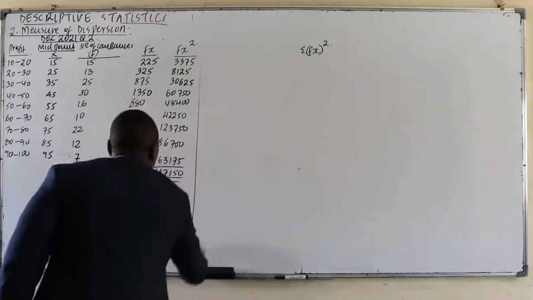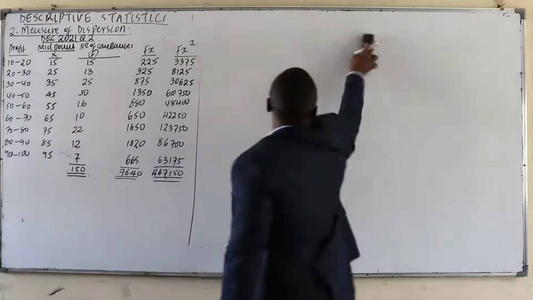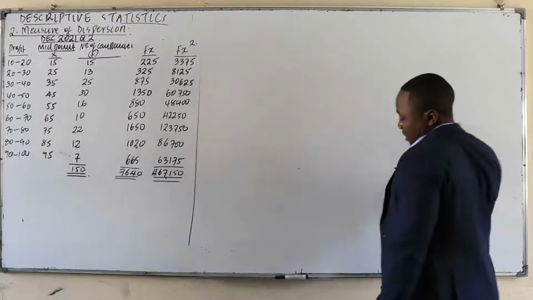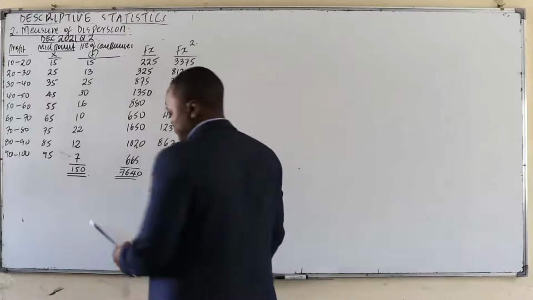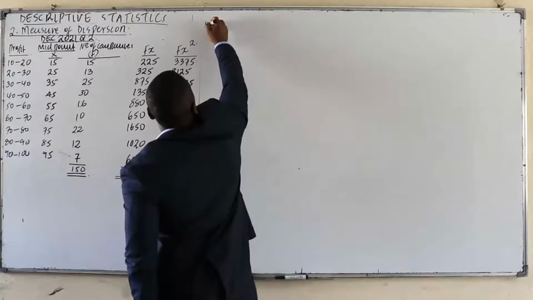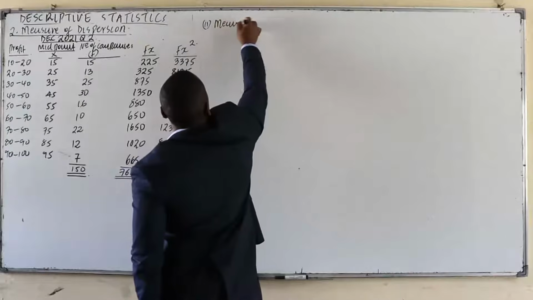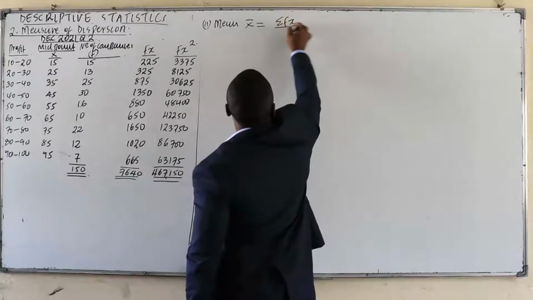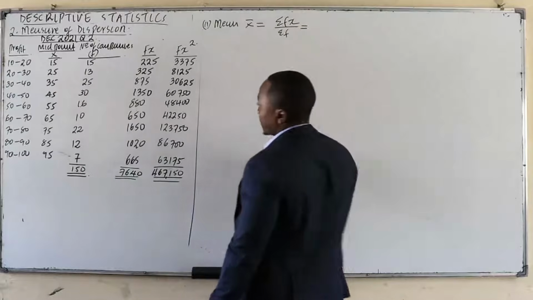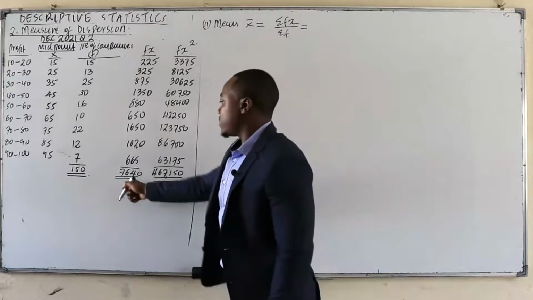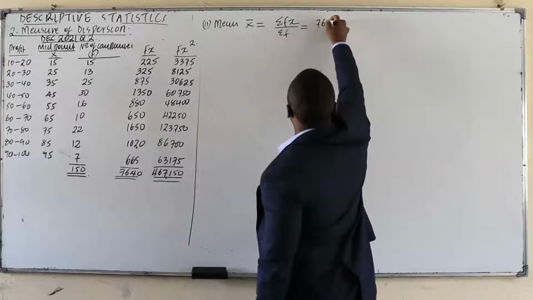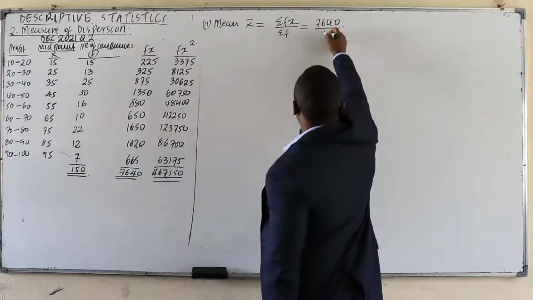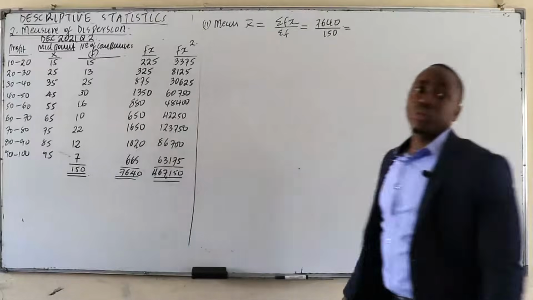So now we have all the ingredients required to answer what was required. Now let's go to the required. Number one, we are to determine the arithmetic mean. So how do we get the mean? Mean is our x bar. To get x bar, you take summation of fx over summation of f. We have summation of fx, which is 7640. You divide by summation of f. They were 150 companies. So what do you get?